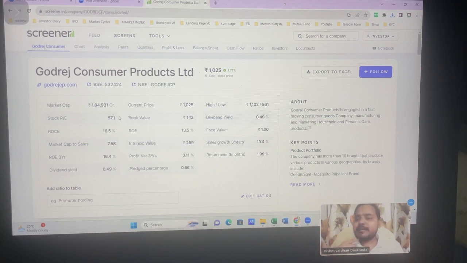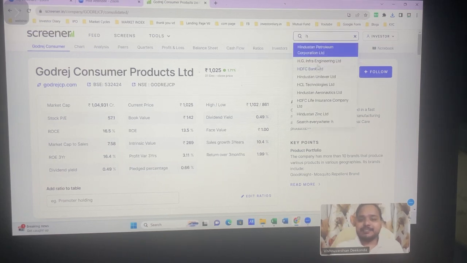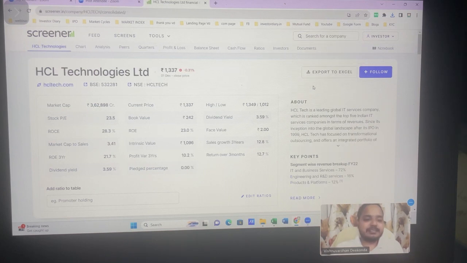Let's say if the stock is trading at 23 PE, we will not even export that Excel because, like I said, it will be a waste of time for us. Anyway, we are not going to invest. Here it is 57, so I ignored that. Let me look at some other stock. HCL Technologies, you can see 23 PE. So again, I will not export it.